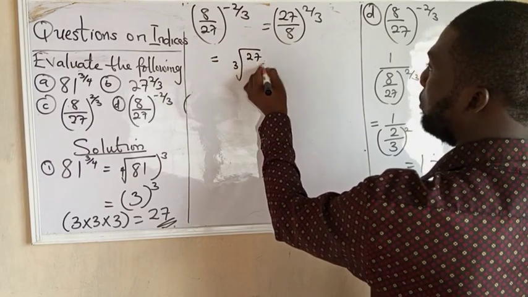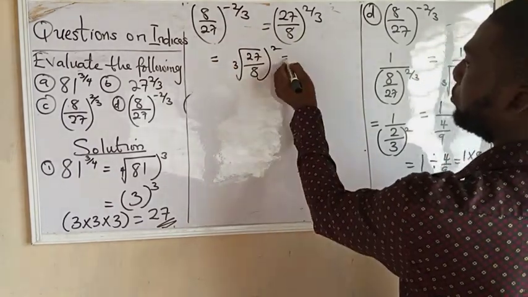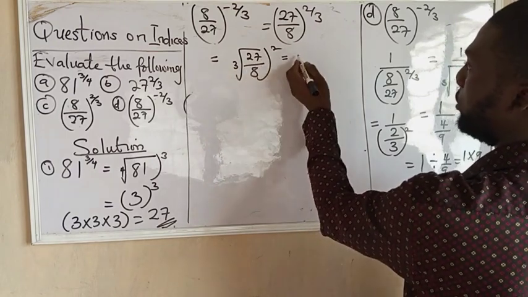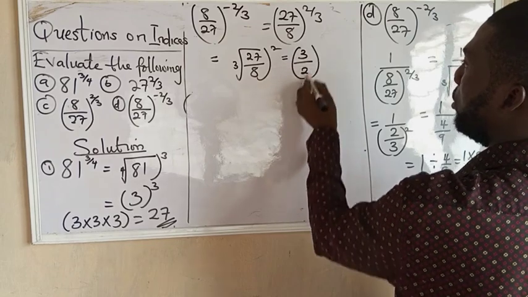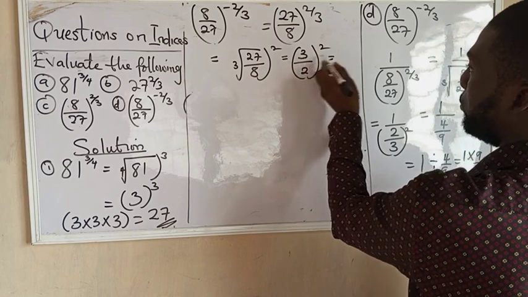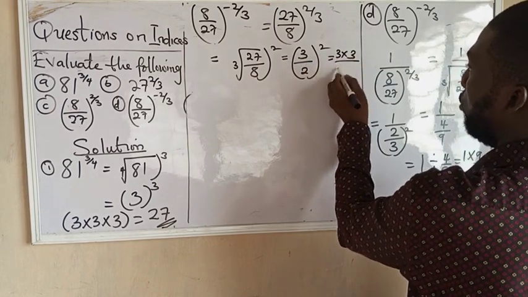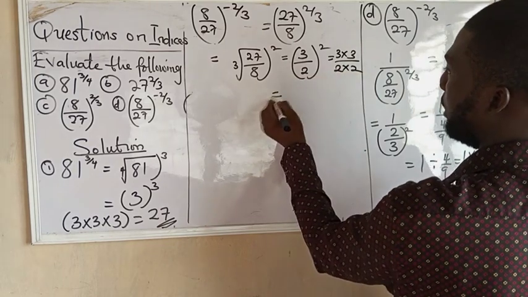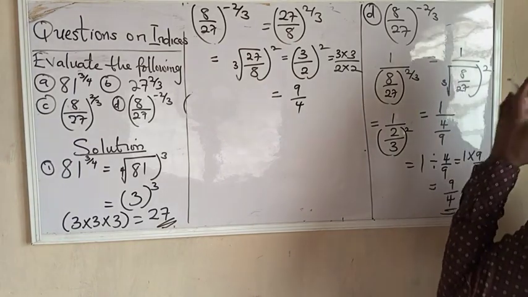So from here, I can say this is the same thing as saying the cube root of 27 over 8 all to the power of 2. The cube root of 27 is 3, and the cube root of 8 is 2. So all raised to power 2. And at the end of the day, the square of 3 is 9. That is 3 times 3 over 2 times 2. And at the end of the day, we have 9 over 4, just like our previous answer.